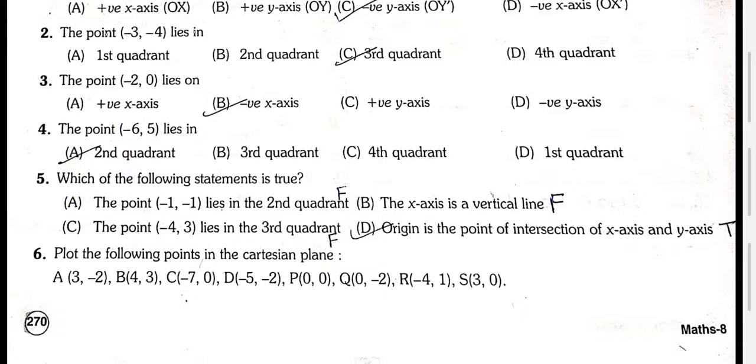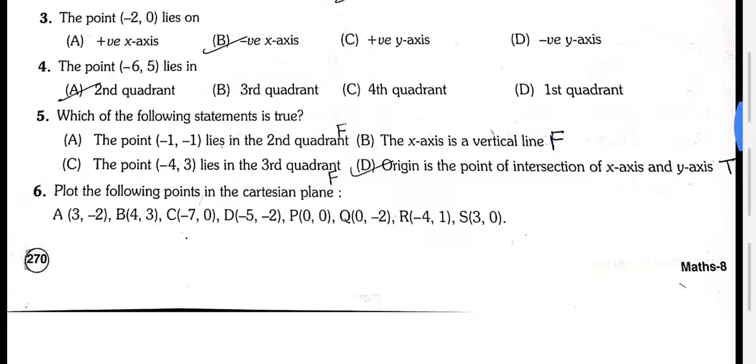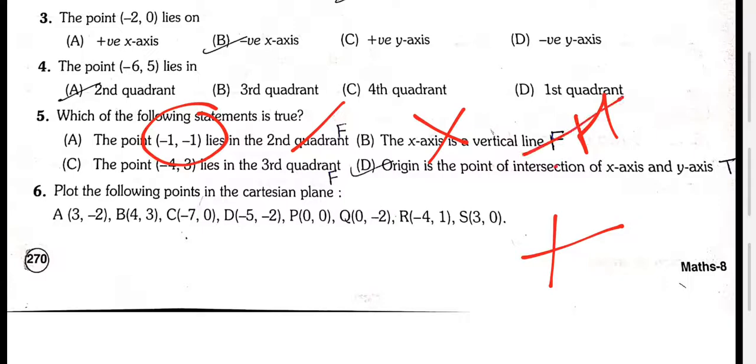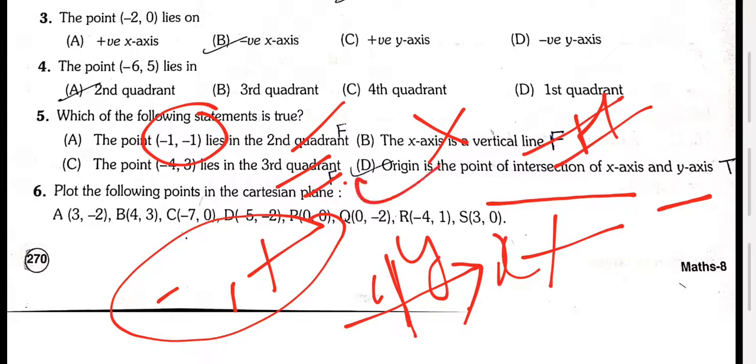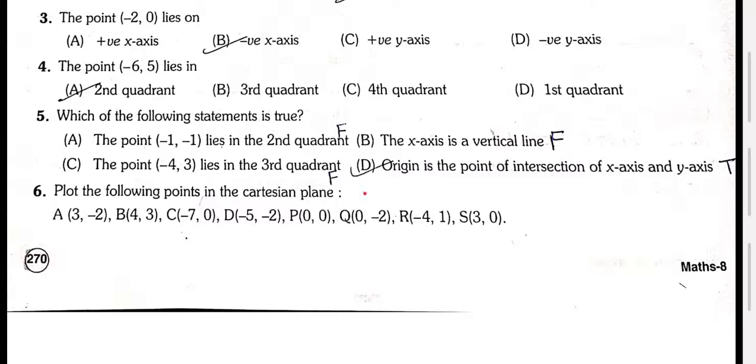Question number 5: which of the following statements is true? The point with minus minus lies in the second quadrant. Remember, minus minus will lie in the third quadrant, so this one is false. The x-axis is a vertical line: wrong, because it is a horizontal line, so it is also false. The point (-3, 4), minus plus, lies in the second quadrant, so saying third quadrant is wrong, false. And the origin is the point of intersection of the x-axis and y-axis, as I told you in the basic concept. So this one is right. The question is which of the following is true, so you just tick option D, that one is true.